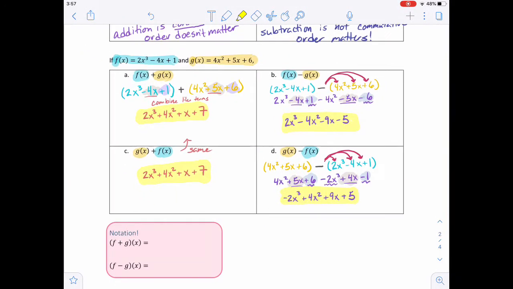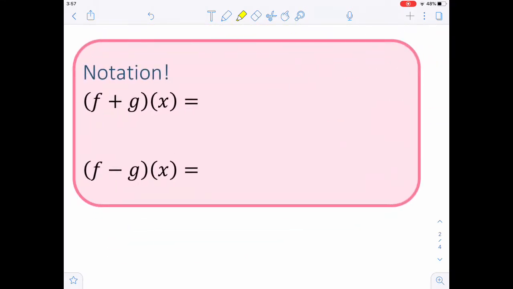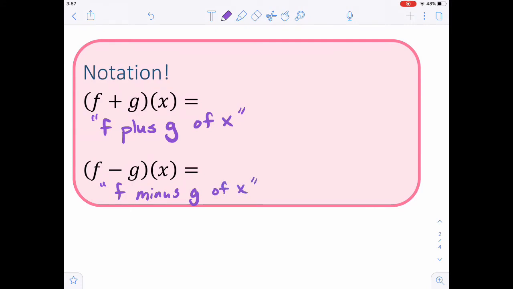All right. Now something to know is we don't always see it written like we saw it here. Sometimes we'll see this notation. We'll see f plus g of x. That's how we read that. f plus g of x. Or we might see f minus g of x. And we could see the same thing. We could see like g plus f of x or g minus f of x. It doesn't matter which letter is where.